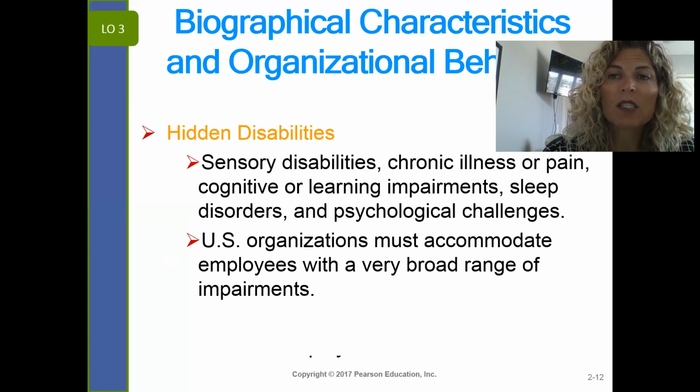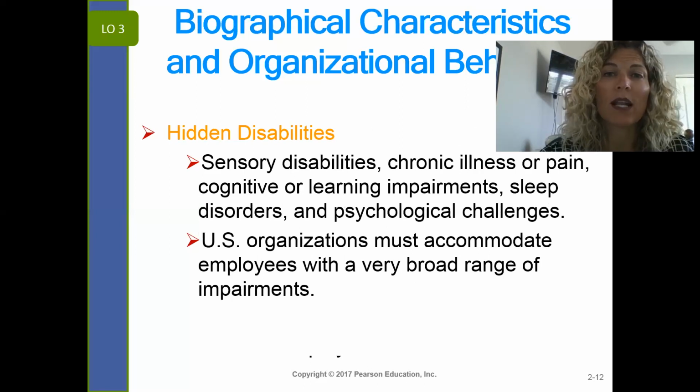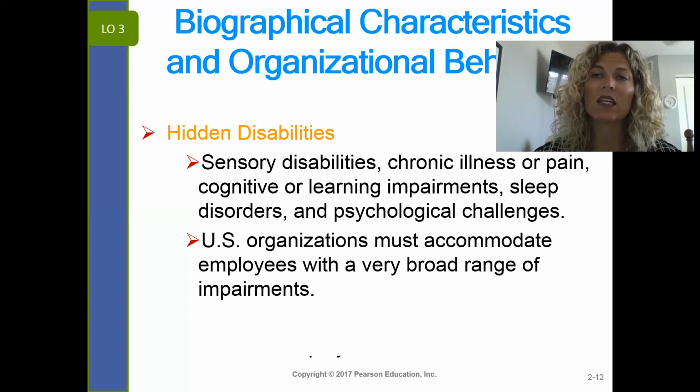The laws around disability have expanded in terms of what actually constitutes a disability. And so the definition now includes sensory disabilities, chronic illness or pain, cognitive and learning impairments, and the definition is definitely a lot broader. And so these are what are known as hidden disabilities, because we can't see these things.